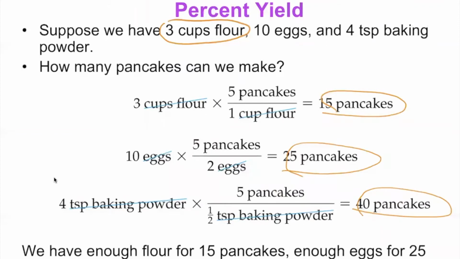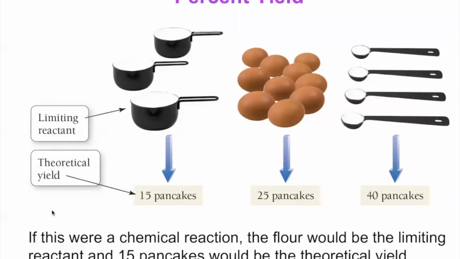Now, which of these ingredients is the limiting reactant? The one that made the least. That will be your flour, which will be considered your limiting reactant. The reason for that is it doesn't matter that you have 10 eggs and all of these extra ingredients. If you do not have enough flour, you're not going to be able to make those pancakes. So your limiting reactant is going to be your flour. Therefore, your theoretical yield will be 15. Those are the maximum pancakes you can make with the ingredients that you have.